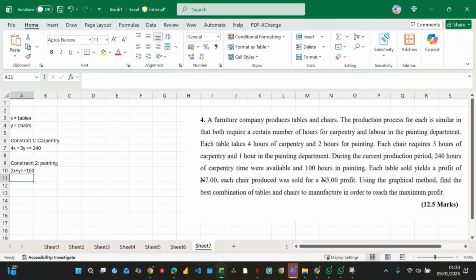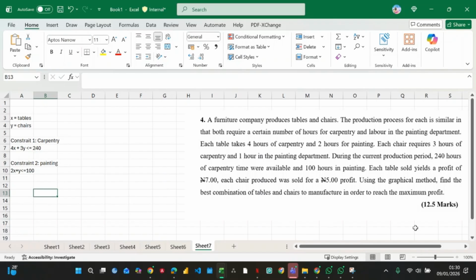The next thing now is you're looking at the non-negativity constraint. So y is greater than or equal to 0 and x is greater than or equal to 0, because we cannot produce negative tables, and we cannot produce negative chairs either. That is why it does.